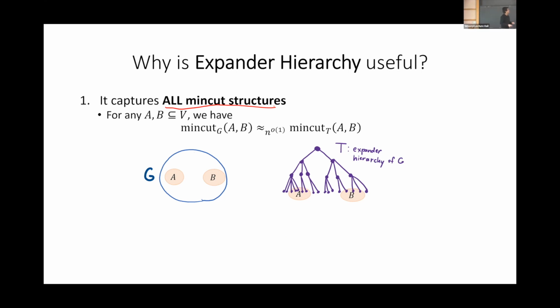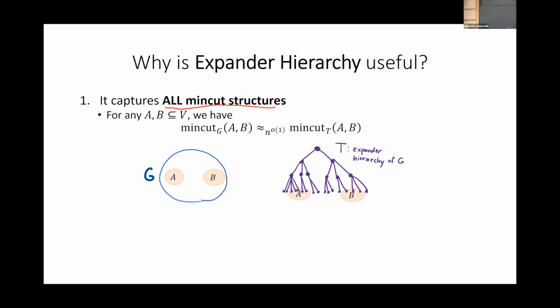I mean that for every subset A and B, not just a pair of nodes, every subset A and B, pick any subset. You can define the min cut that separates A and B from each other. So that's min cut A and B of G. Now you can also define a min cut of A and B in the tree as well, which is some set of nodes on the leaf and some set of nodes on the leaf here.